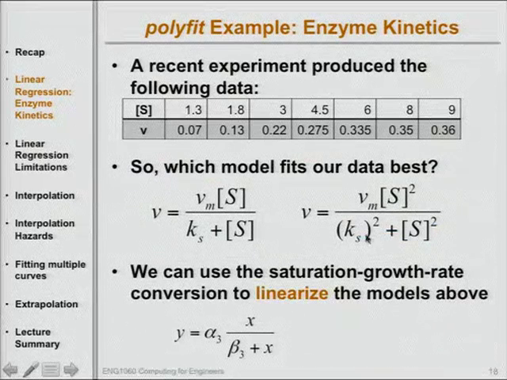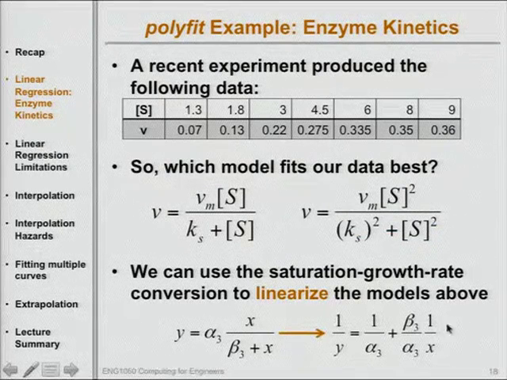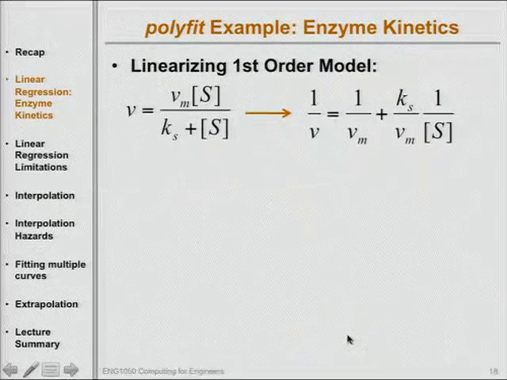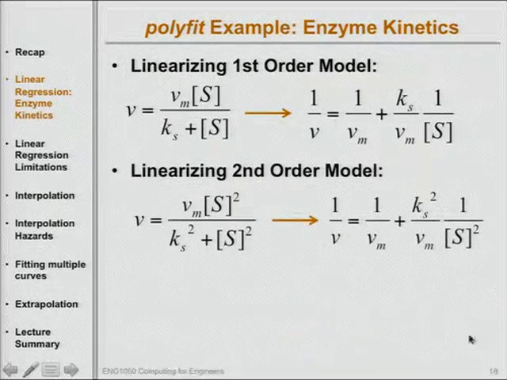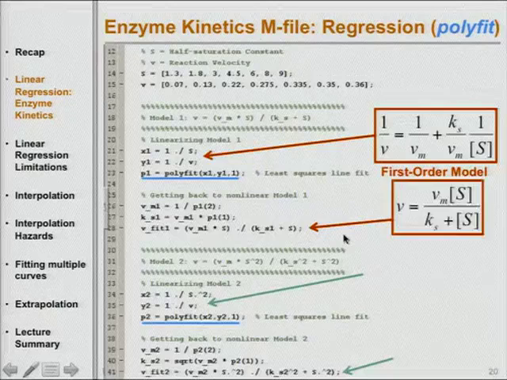For the saturation growth rate model, we can linearise this. We didn't have to, we could have actually fitted a polynomial, but we are going to linearise this example: 1/y = 1/a3 + (b3/a3) times 1/x. So our new variables we're going to linearise with are 1/x and 1/y. Linearising the 1st order model and the 2nd order model gives us equations that look like that. And we can fit linear least squares to both of these models here. I am going to rush through this a bit.